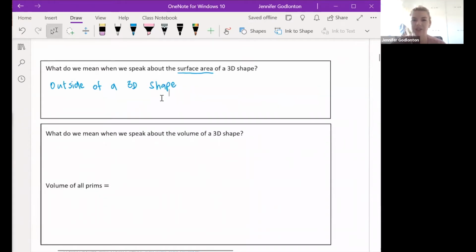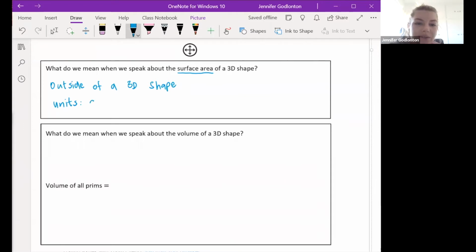If I'm talking about areas of my different shapes, what do you think my units would be? Do you think they would be squared? Cubed? Single? What do you think my units would be when we're dealing with surface area? Squared. Yeah, excellent, guys. Nice job. Well done for coming into the chat.